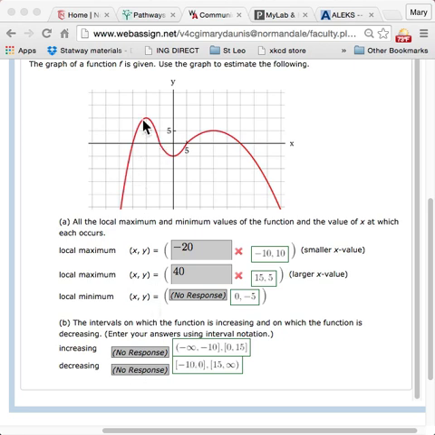It's decreasing from x equals -10 until 0, so you can see it's decreasing all the way from x equals -10 at this point until x equals 0 at that point. And then it's decreasing again, starting at x equals 15, because the function's pointing downward. So that's all the way to infinity, so 15 to infinity.